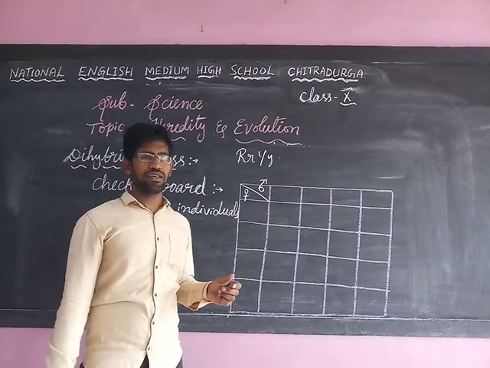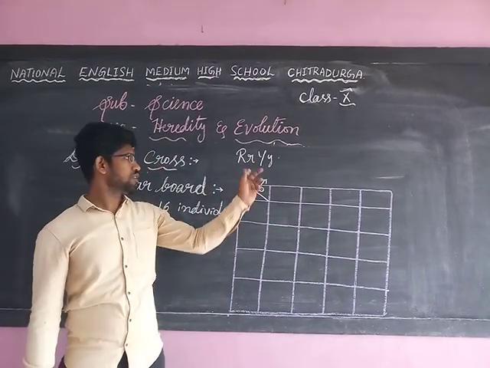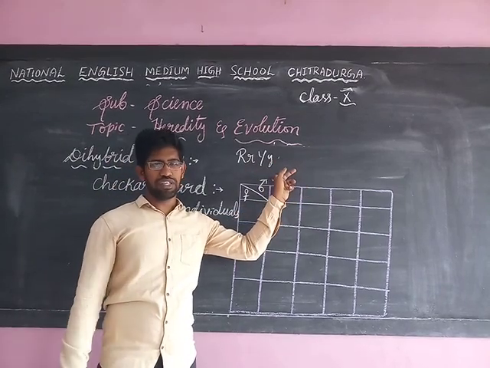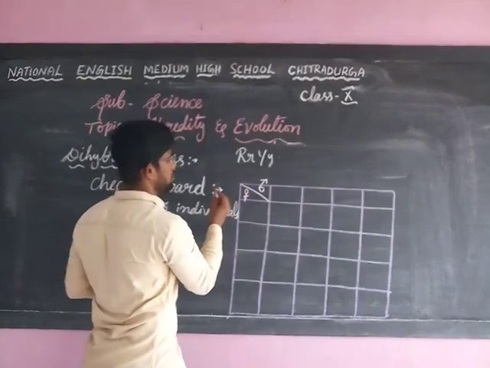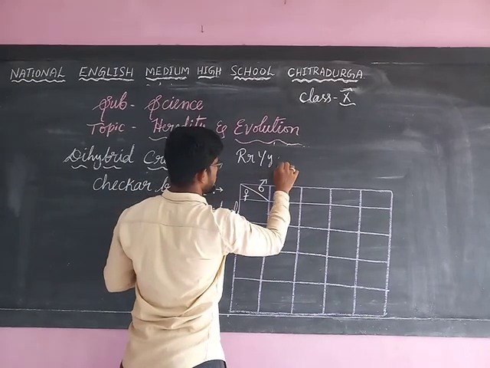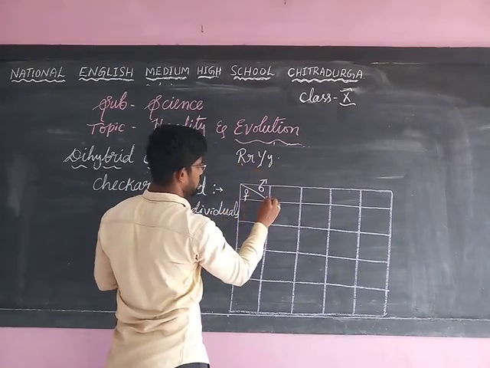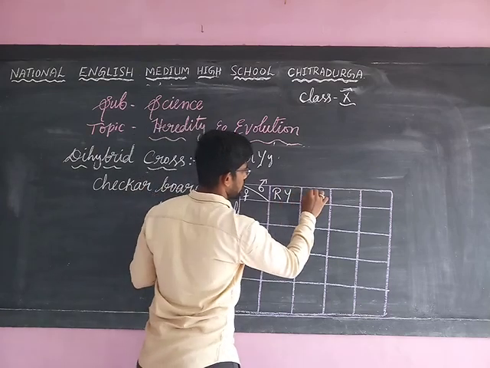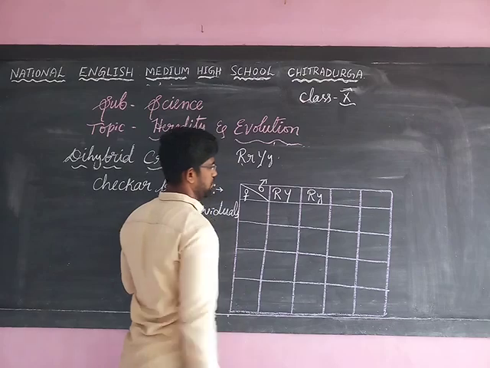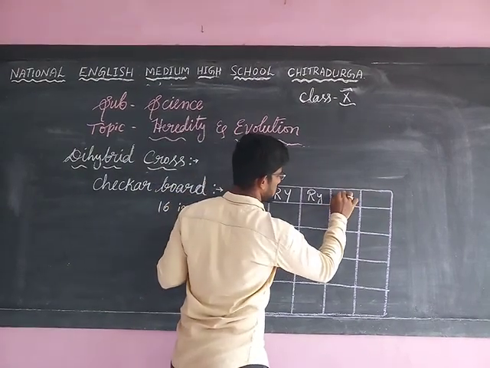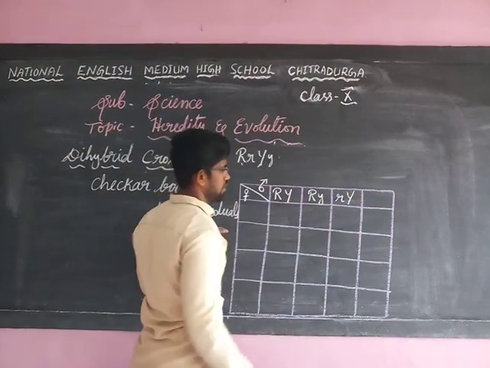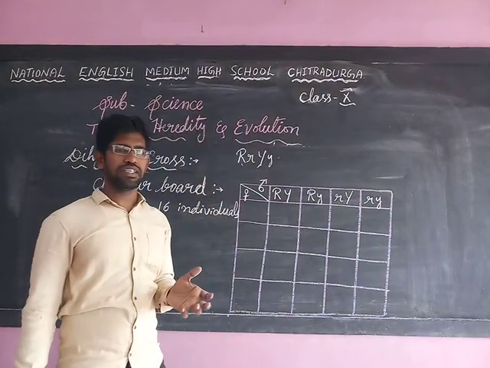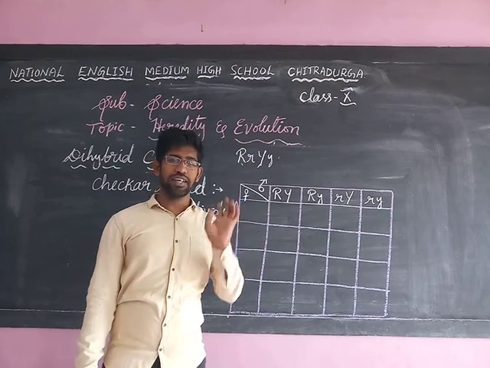What we got in the F1 generation is round yellow. This round yellow undergoes self-pollination, and we get gametes. What type of gametes? First, capital R capital Y. Then capital R small y. Then another one, small r capital Y. And at last small r small y. So these are the gametes taken for getting the F2 generation.